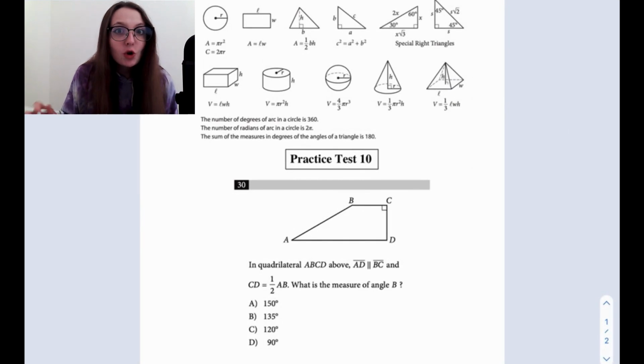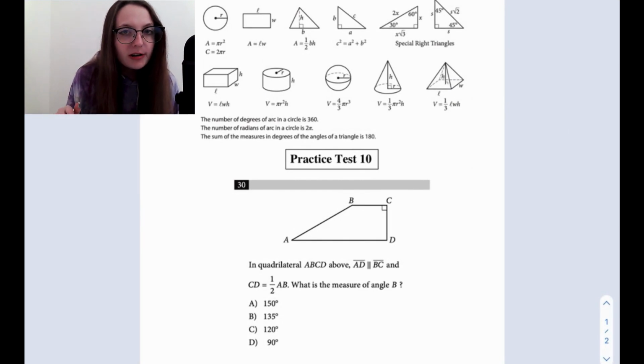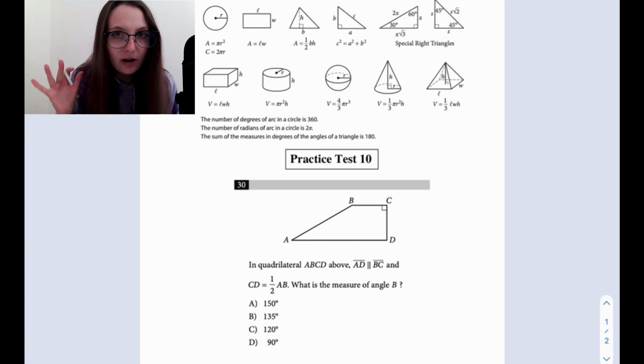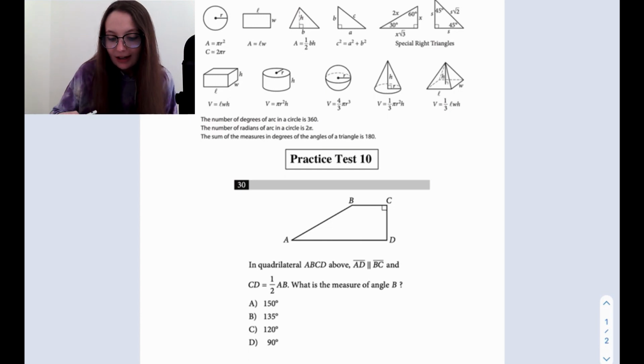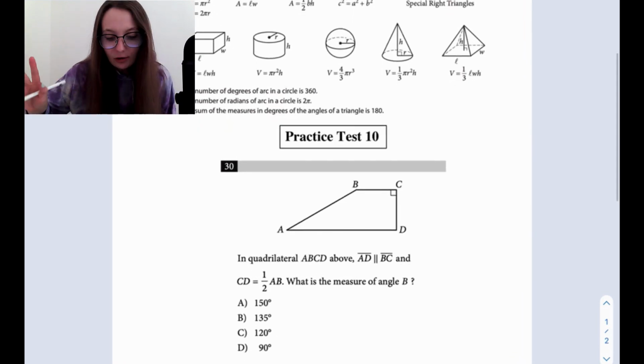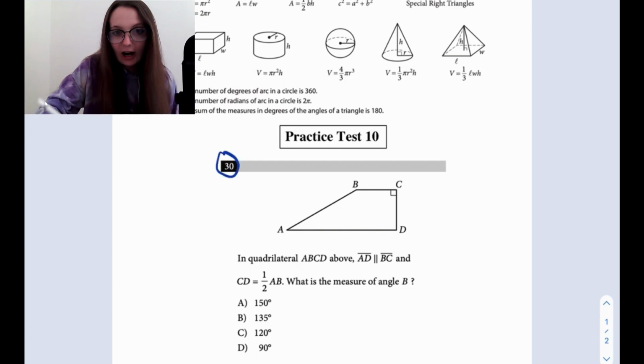So here it is, question number 30, the hardest multiple choice math question on each SAT exam. So here it is in all of its glory. So let's check out what is going on in this question.